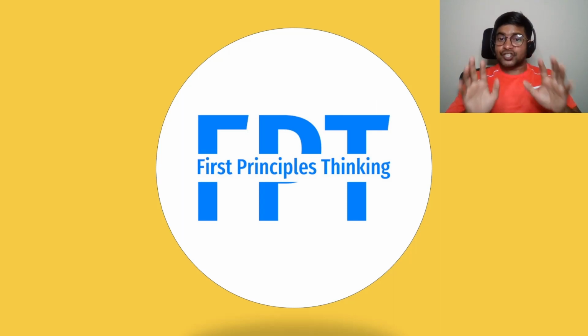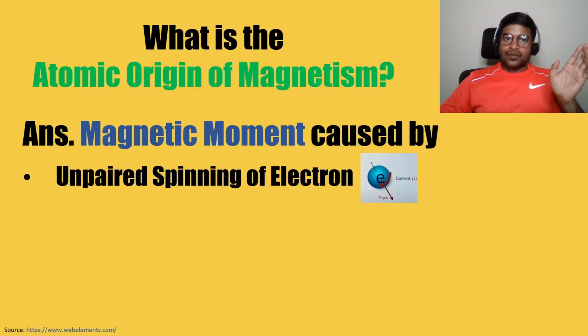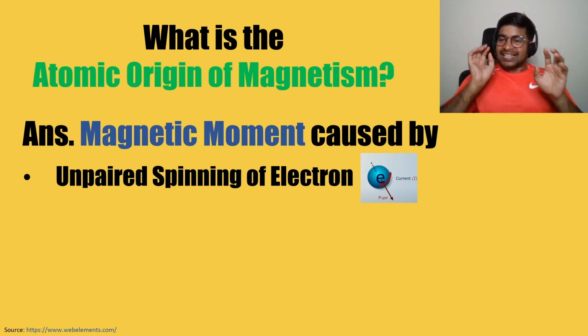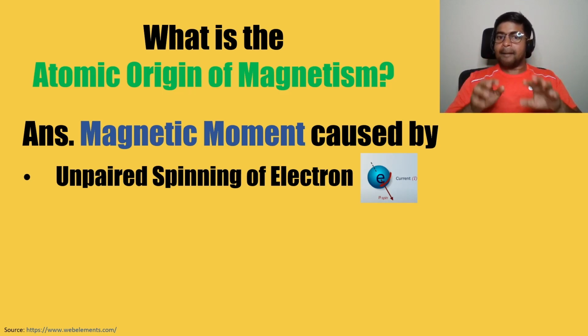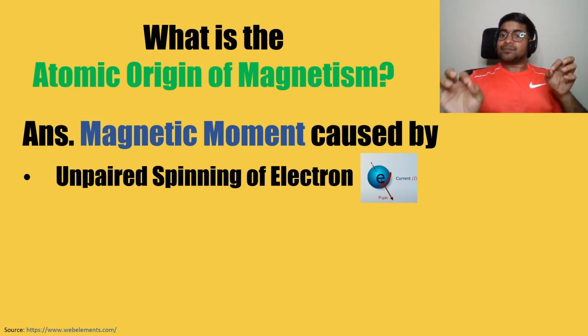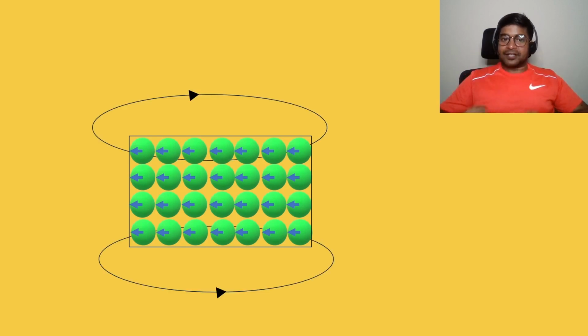And this is part 3 on permanent magnet material. In the last part, we gave an answer to this question: what is the atomic origin of magnetism? And the answer is net magnetic moment caused by unpaired spinning electrons. Let's say you take a bulk material, and if it is producing a net external magnetic field, then the magnetic moment of every atom has to align in the same direction, which is like this, and then it is going to produce an external magnetic field.